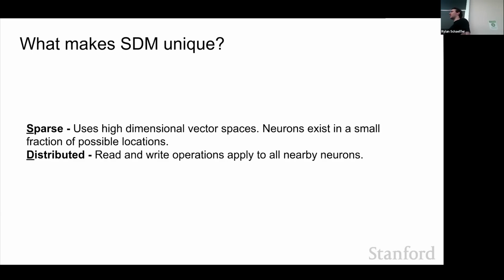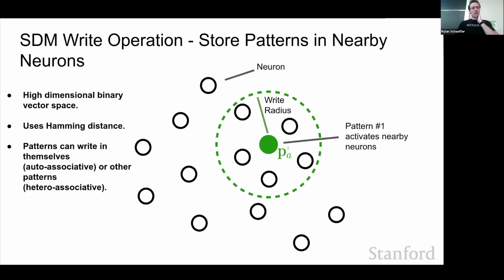SDM is unique from other associative memory models that you may be familiar with, like Hopfield networks, in so much as it's sparse. So it operates in a very high-dimensional vector space, and the neurons that exist in this space only occupy a very small portion of possible locations. It's also distributed, so all read and write operations apply to all nearby neurons. As a side note, Hopfield networks, if you're familiar with them, are a special case of sparse distributed memory. I'm not going to go deep into that now, but I have a blog post on it.